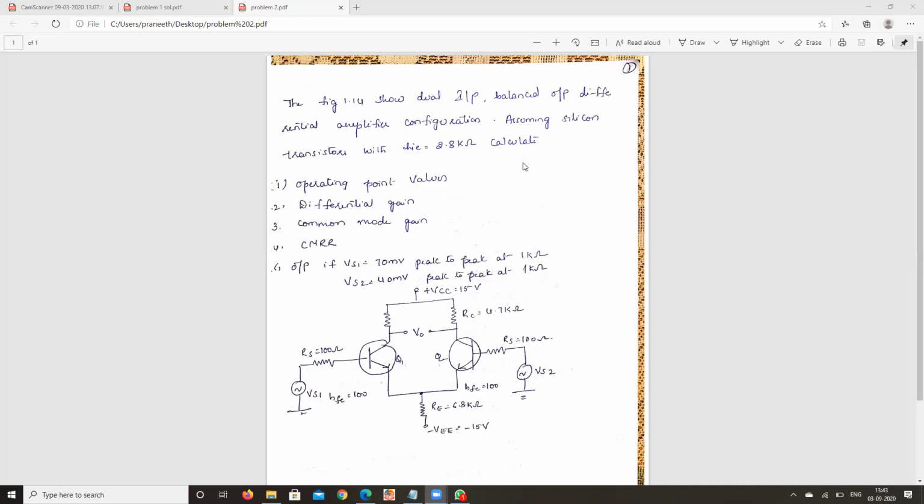HFE is given as 100 and RC is 4.7 kilo ohms. That means 100 into 4.7 into 10 power 3 by RS plus HIE, where RS is given as 100 ohms plus HIE is given as 2.8 kilo ohms, isn't it? That means 2.8 into 10 power 3. So blindly just substitute all these values in the formula and find out the differential gain. This is a direct substitution so far. Even you can also calculate common mode gain.